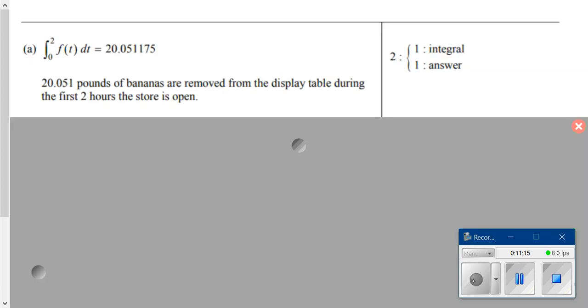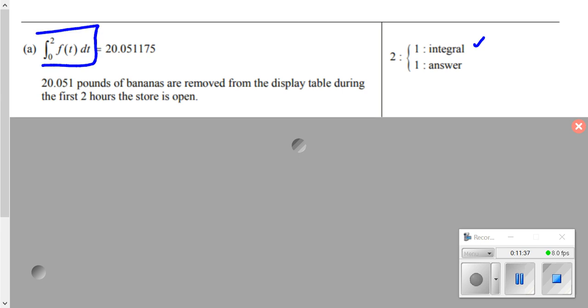Okay, I didn't want to give away the surprise, but here is part A's scoring rubric. If you plug that on your calculator, you get that number. You remember to round to 3 decimal places. And you say that it's that many pounds of bananas that are removed from the display table during the first 2 hours. On the scoring rubric, you get a point for having the integral. I would imagine that would require the bounds as well. So this is a point, and the answer would have to be with interpretation, talking about pounds and what you're talking about.